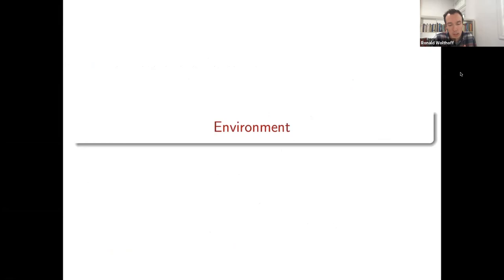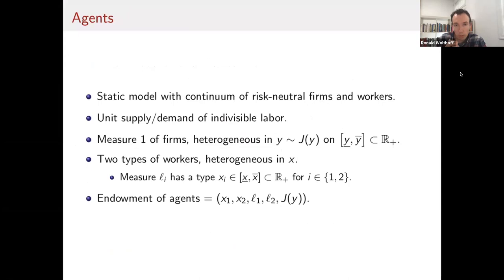Okay. So we have a static model with risk neutral firms and workers. The usual assumption that firms are basically jobs. Okay. So there's unit supply and demand of indivisible labor. The measure of firms, we normalize to one. And firms are going to be heterogeneous in their productivity Y. Okay, which is going to follow some distribution J on some interval, Y lower bar to Y upper bar.